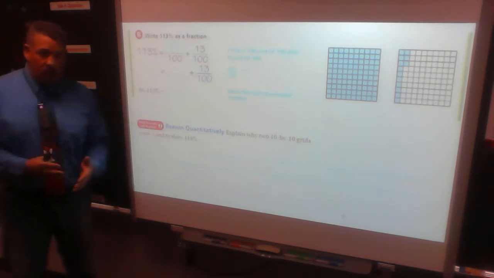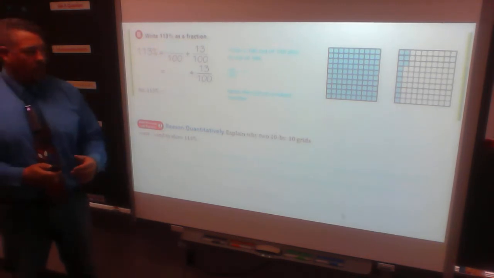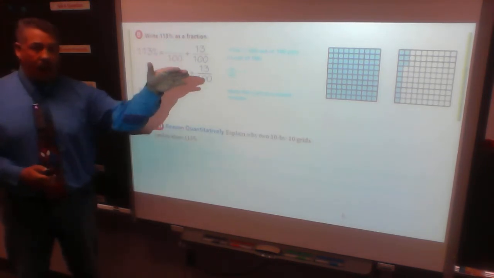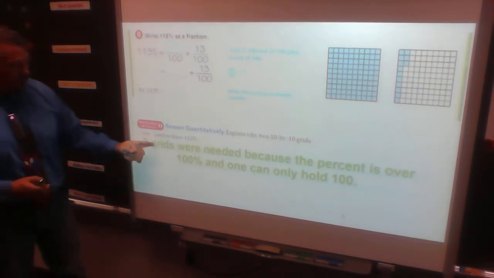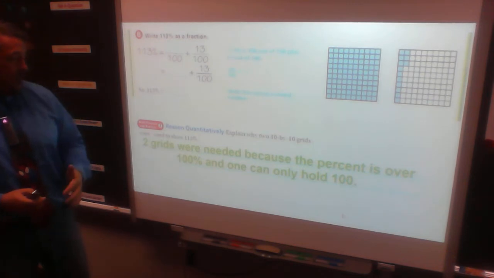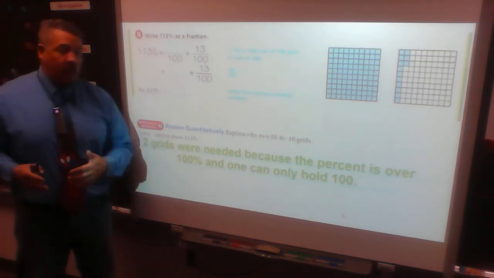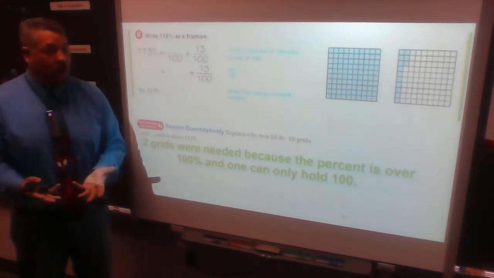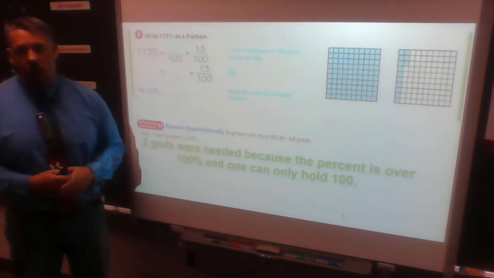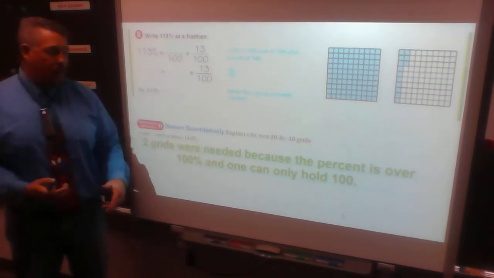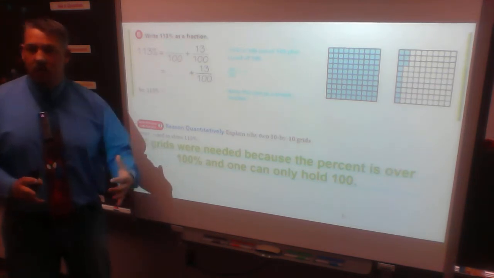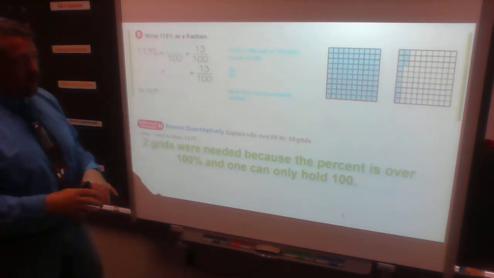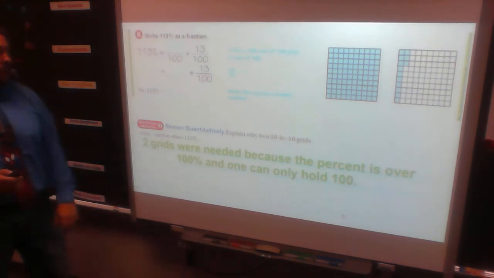So hopefully you remember that as I was talking about this, that I said there was that addition point to it because it goes over 100 and that grid can't hold all of it. So you need two grids that were needed because the percent is over 100%. And one can only hold 100. If it goes beyond 100 and they say to model it, then you'd have to have a second grid. So if you don't have something similar to that, and it doesn't have to be as wordy, I know I write bigger sentences, okay? But if you still have the same gist of what I was looking for, you're good to go. And if not, erase what you have and write down the correct answer.